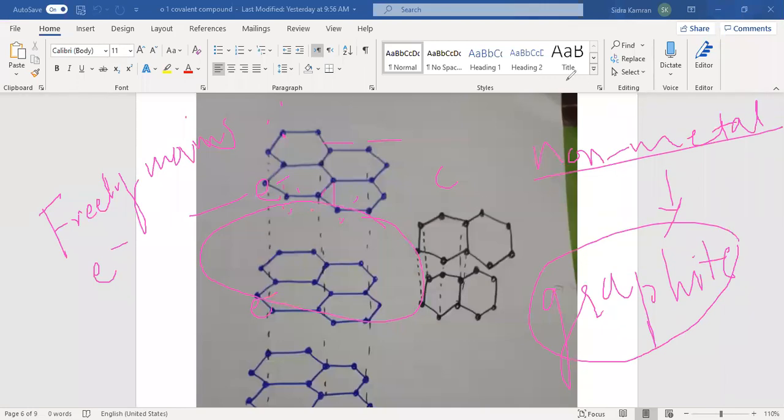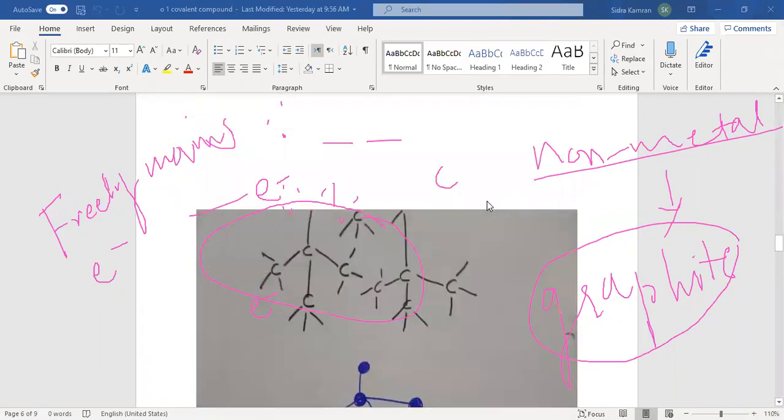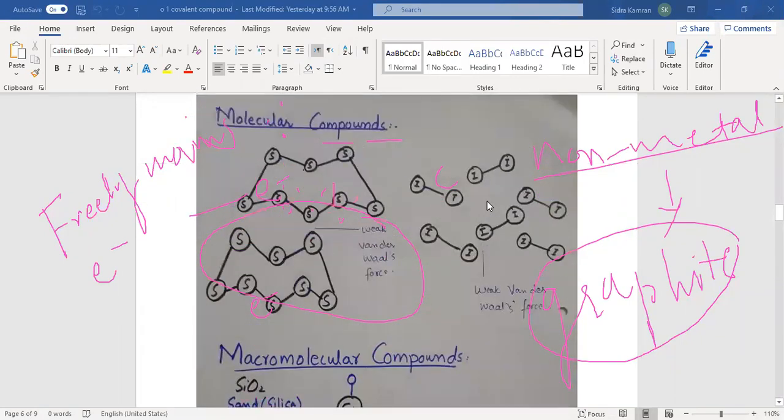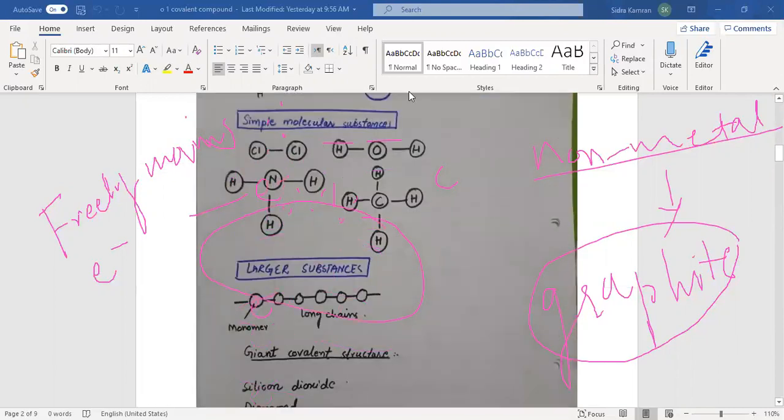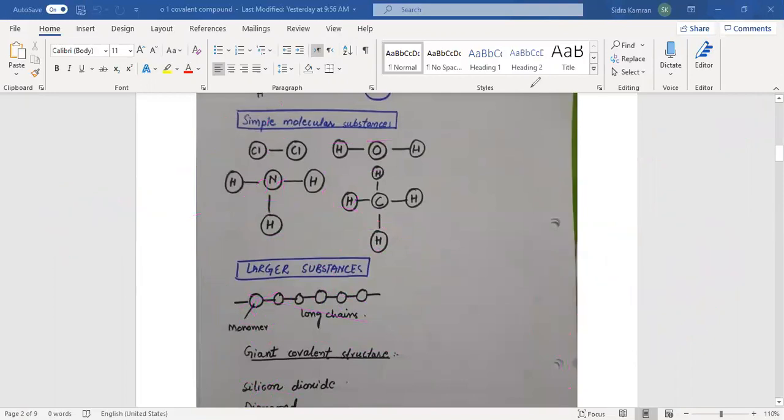We are just going to discuss some properties of covalent compounds. I have separated the covalent compounds into simple and macromolecules. Simple covalent compounds are formed by the sharing of electrons, and macromolecular compounds are also formed by the sharing of electrons. Both are formed by the sharing of electrons.